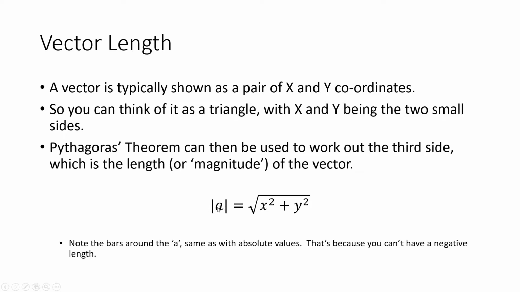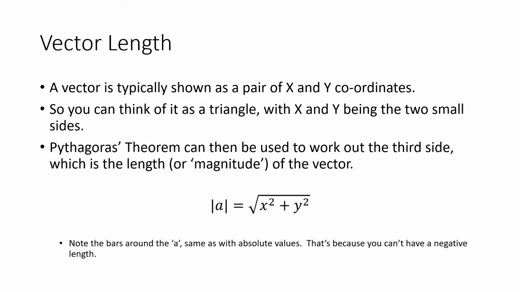So if you get the magnitude of vector A, that's equal to the Pythagoras' theorem, and that looks like this, the square root of x squared plus y squared. So if your vector has an x and a y, square them both, add them together, do a square root, you get the magnitude of the vector.